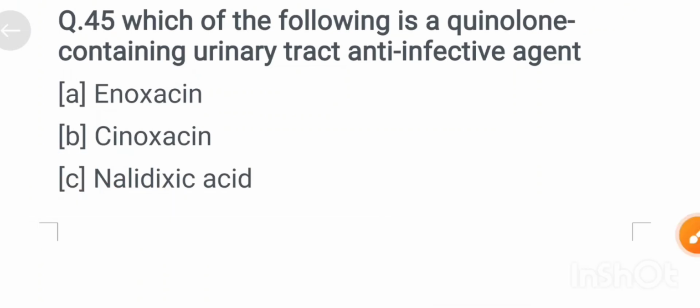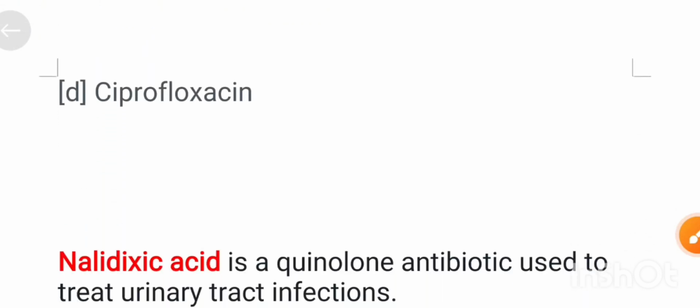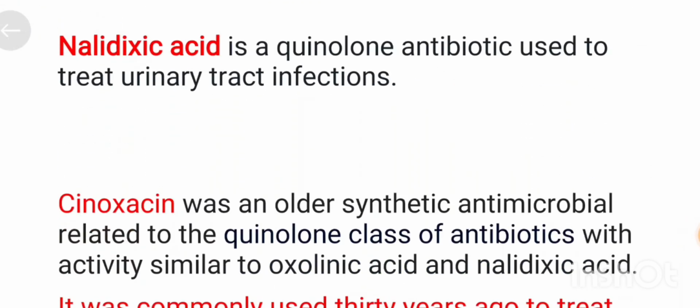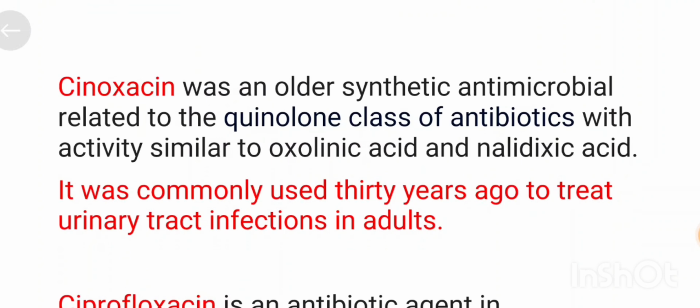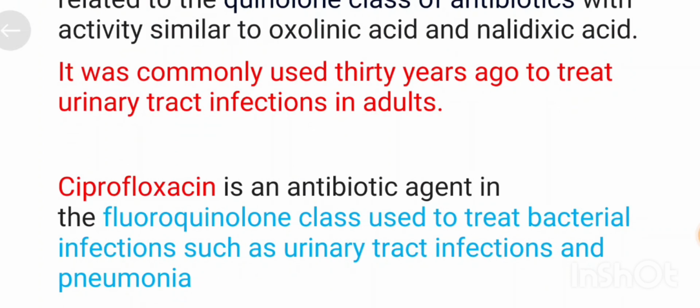Nalidixic acid is a quinolone antibiotic used to treat urinary tract infection, and cinoxacin was the oldest synthetic antimicrobial related to the quinolone class of antibiotics, with activity similar to oxolinic acid and nalidixic acid. It was commonly used 30 years ago to treat urinary tract infection in adults, and ciprofloxacin is an antibiotic agent in the fluoroquinolone class used to treat bacterial infection and urinary tract infection.